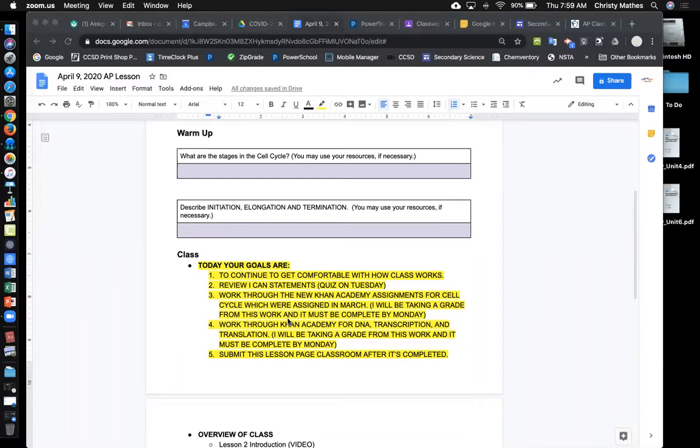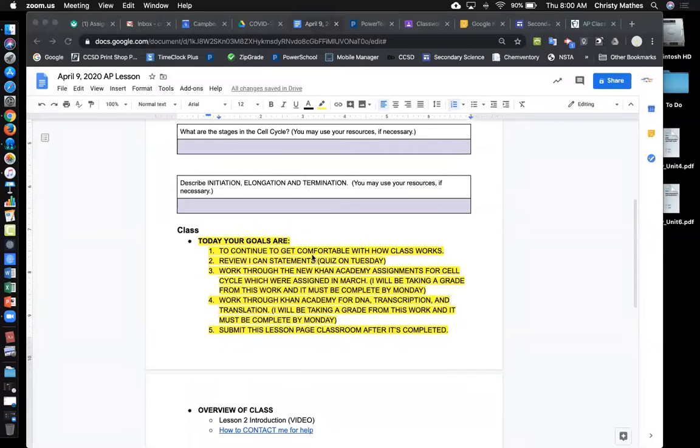So your warm-up is 2 parts because I would like you to look at both of the 2 topics that we are working on today. So what are the stages of the cell cycle? If you have to use your resources, please do so. That's fine. Describe initiation, elongation, and termination. And of course, you can use your resources on this if necessary. Hopefully this one you don't have to use your resources on as much because we did just review this.